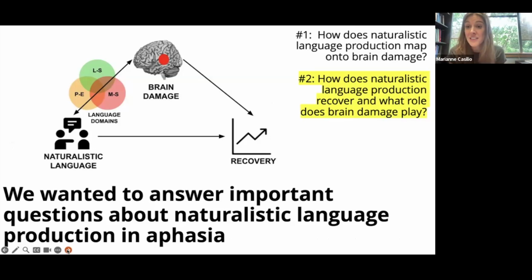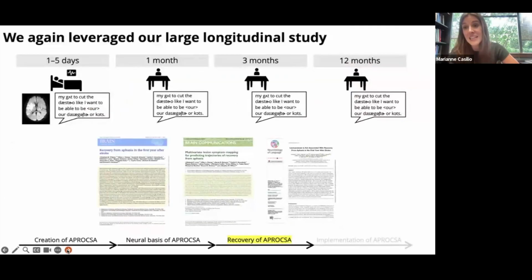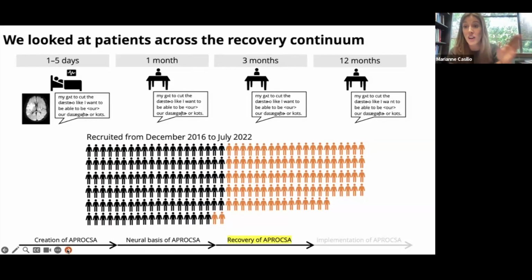So how does naturalistic language recover, and how does that relate to areas of brain damage? For this study, we again leveraged that large longitudinal study, but this time we were looking at folks across the recovery continuum. So we were able to broaden the number of people we could include, and we also broadened the number of folks we had in terms of our recruitment period. The black is showing you all of the folks from the prior study, and the orange is the folks that we added for this study, adding up to 225 in total.